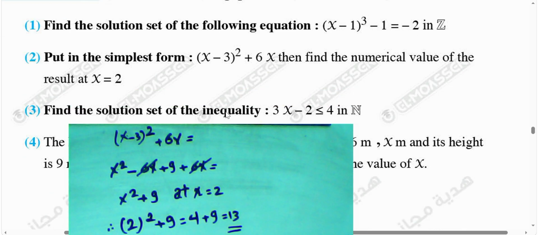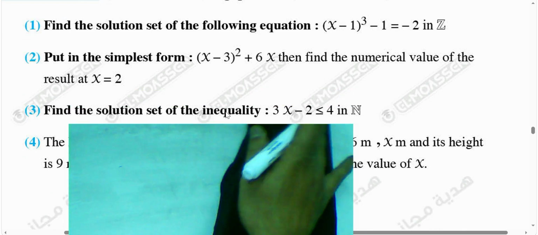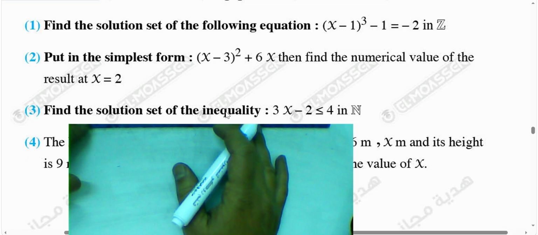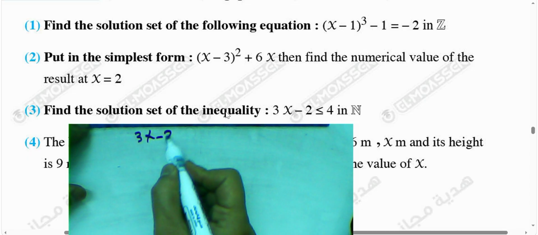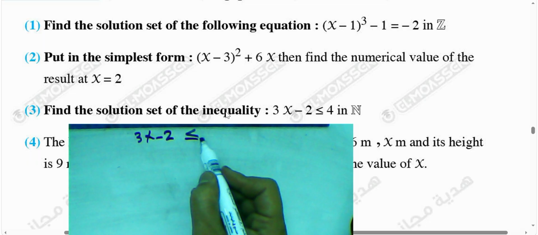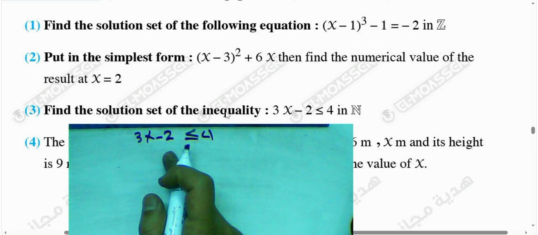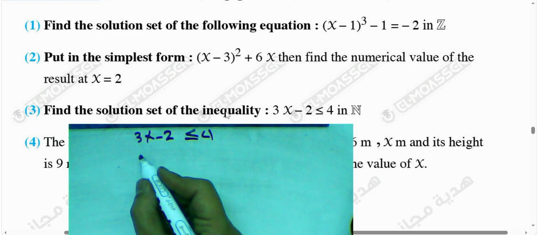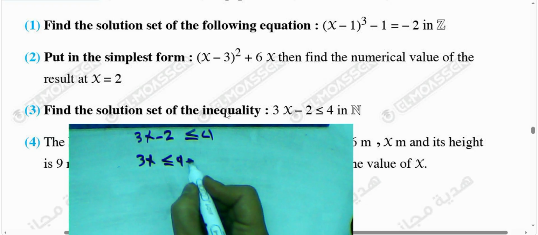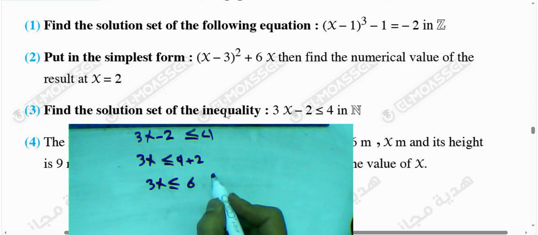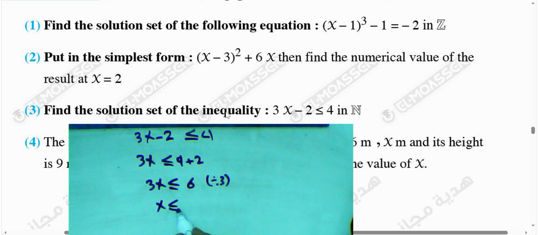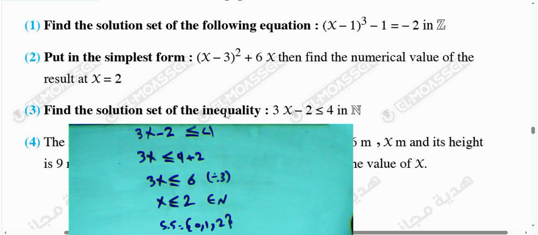Next question. Find the solution of the inequality in natural numbers. We have 3x minus 2 is less than or equal to 4. First step, you must move negative 2 from the left-hand side to the right-hand side and change the sign. You can write 3x less than or equal to 4 plus 2. 4 plus 2 is 6. Then you divide by 3. x will be less than or equal to 2, since 6 divided by 3 equals 2. The natural numbers in the solution set will be 0, 1 and 2 only, because they gave me this information. The solution set in natural numbers is from 0 to 2.